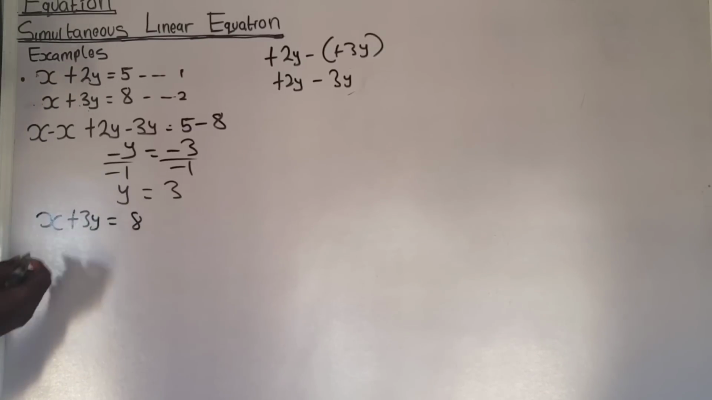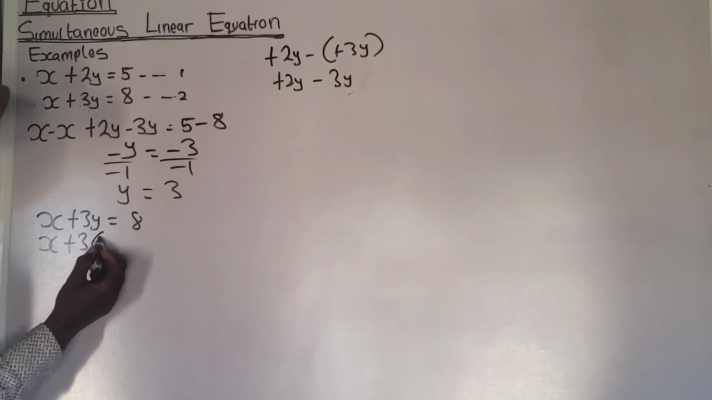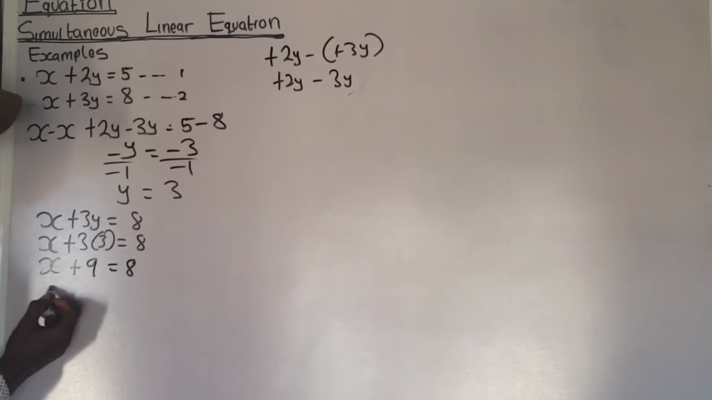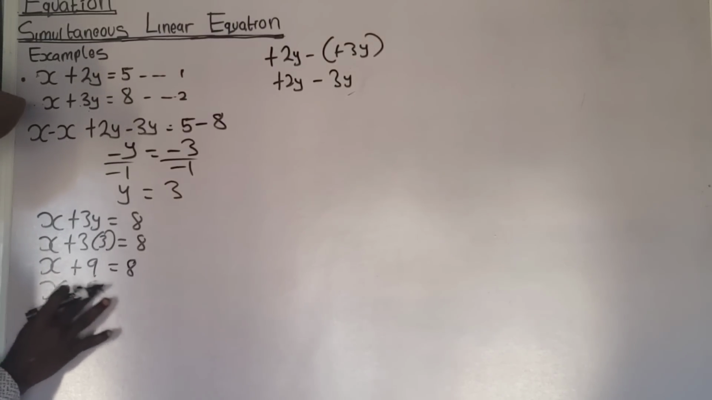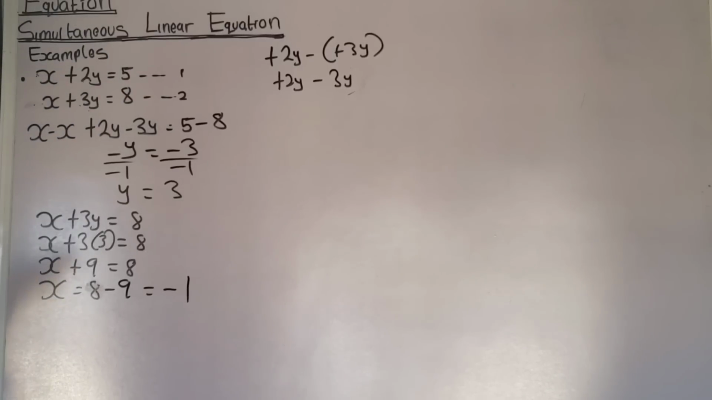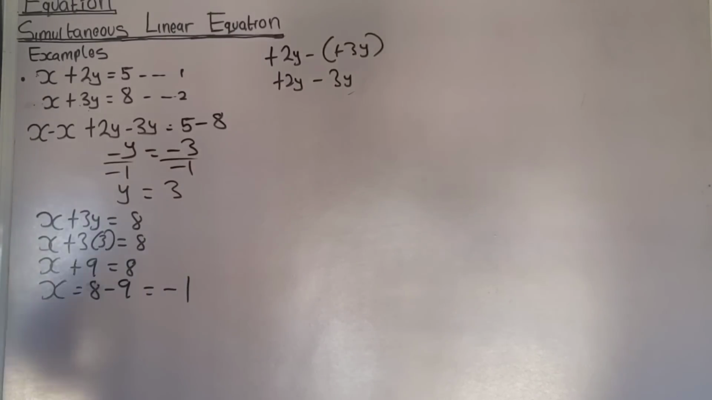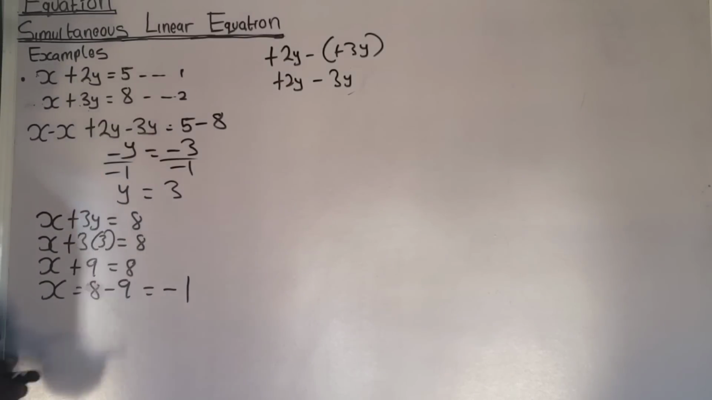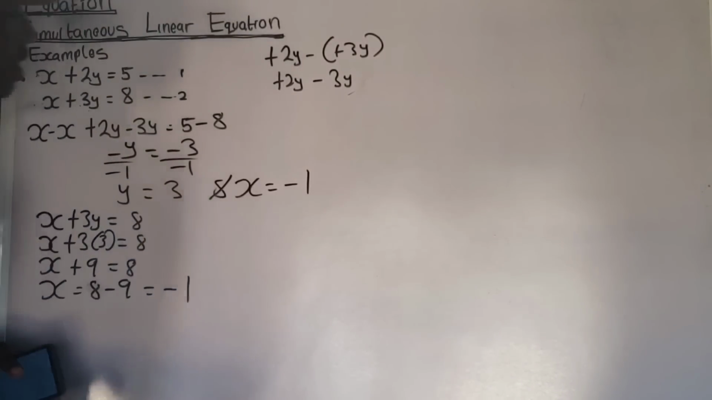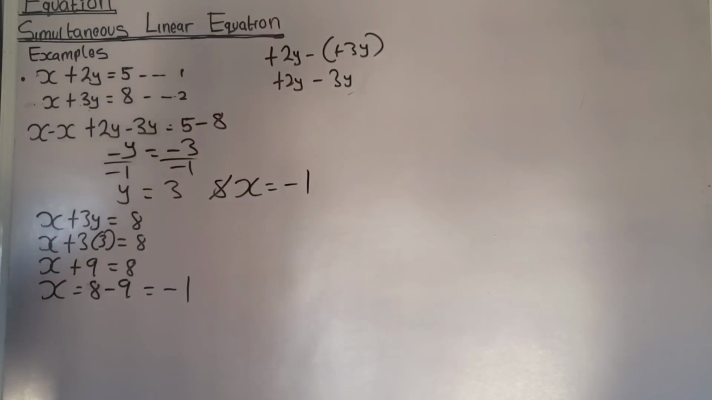Now, when y is 3, I'm going to have x plus 3 into bracket 3 is equals to 8. X plus 9 is equals to 8. Therefore, x is equals to 8 minus 9. 8 minus 9, this is negative 1. Do you understand? So, y is 3 and x is negative 1. The solution to this simultaneous equation is y is equals to 3 and x is equals to negative 1. I'm very sure you understand. If you understand, reverse the video and watch it again.